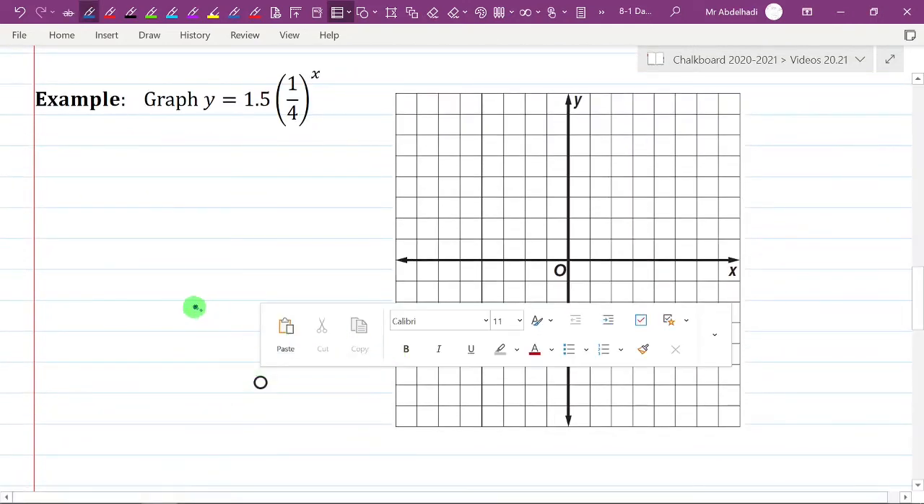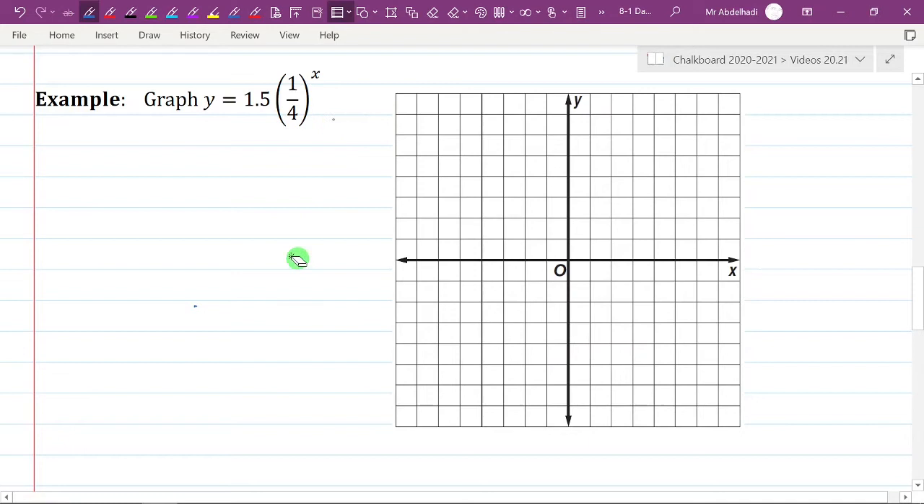Okay, so we have here a function. It's got a base of 1/4. Because the base is less than 1, we know this is an exponential decay function that should be coming down. Okay? We also see that it has a stretch here of 1.5. All right? So let's make our table. Our very easy table. -1, 0, and 1.